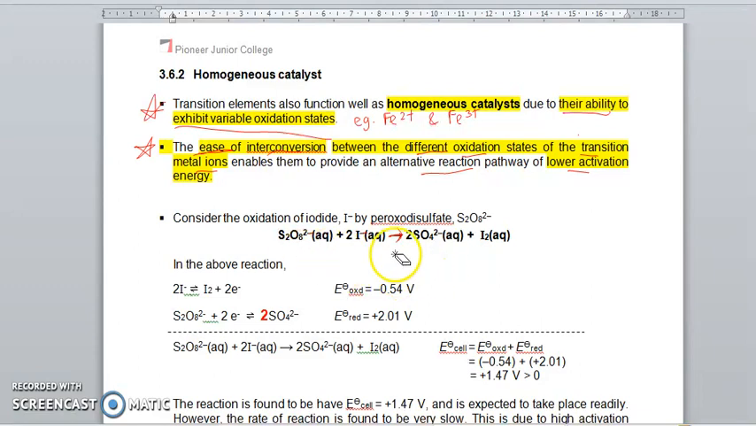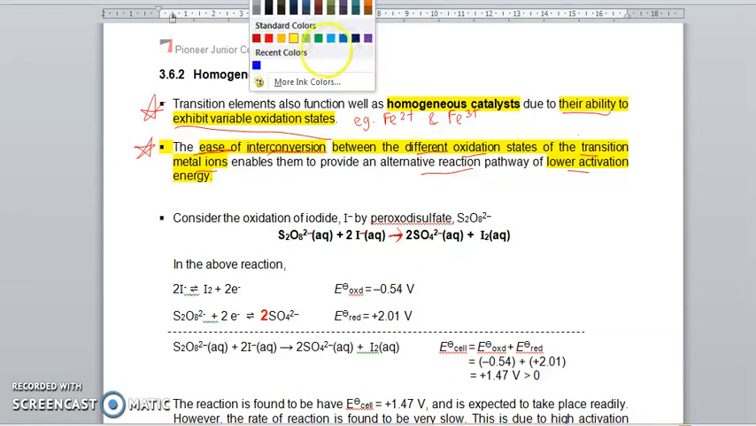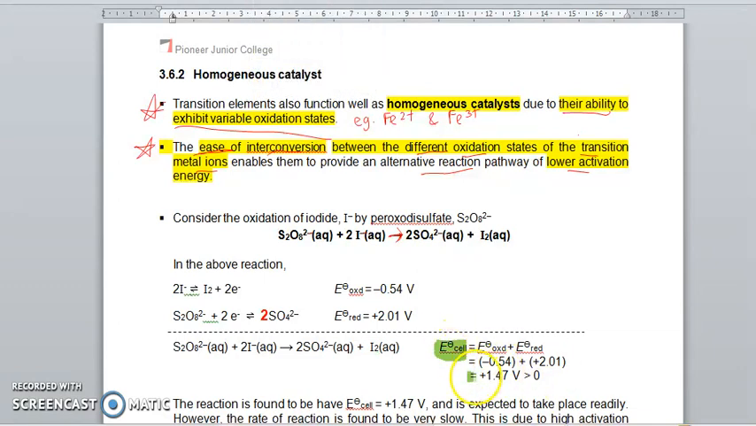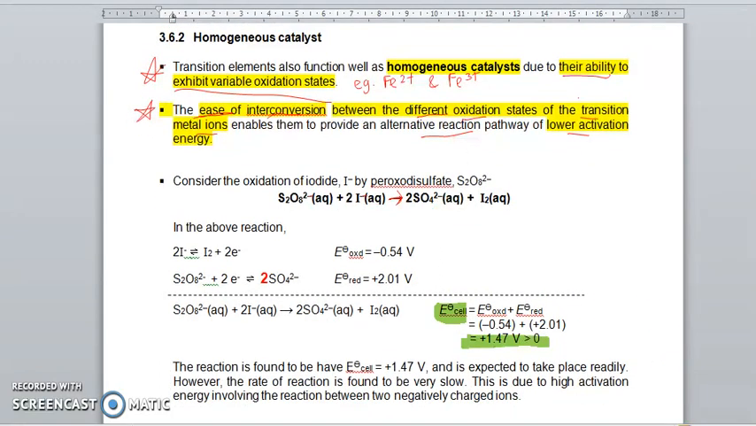So the activation energy is super high for this reaction between two ions that have the same charge. So what are you going to do to increase the rate of reaction? Before we go on, I just want to do some simple calculations of E0 cell to prove to you that it is positive. However, although the E0 cell is positive, the reaction is expected to occur readily between I- and S2O8 2-, but the activation energy is simply too high because you have two negatively charged ions. There will be repulsion.